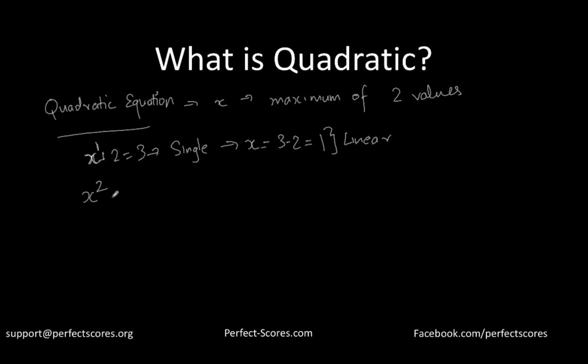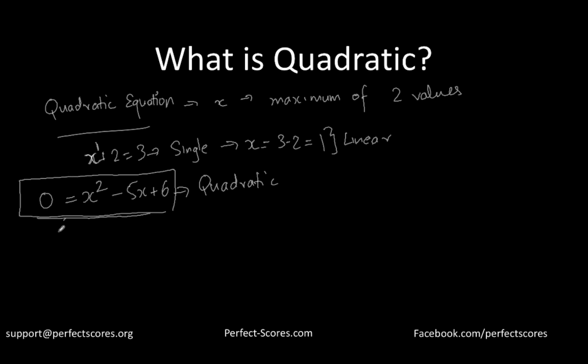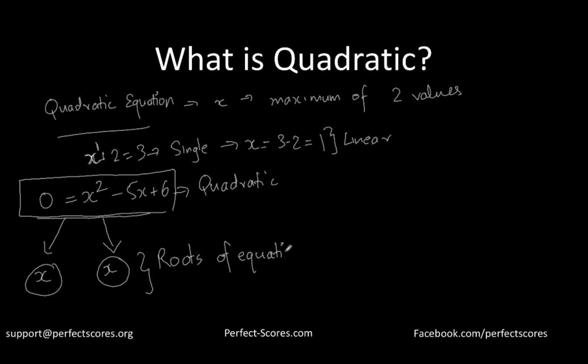So you have an equation like x squared minus 5x plus 6. Now this is a quadratic equation. If I say this is equal to 0, this becomes a complete equation, and x is going to have two different values. Those two different values we call the roots of the equation.